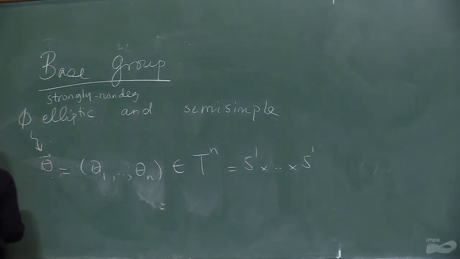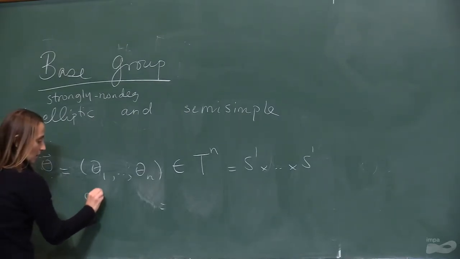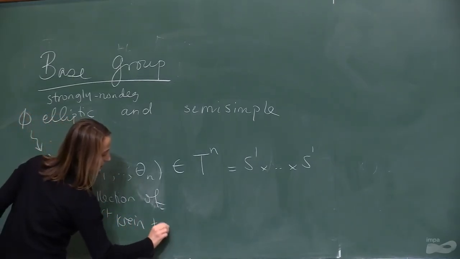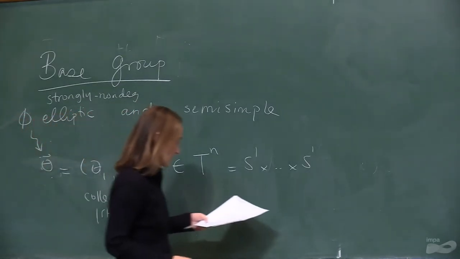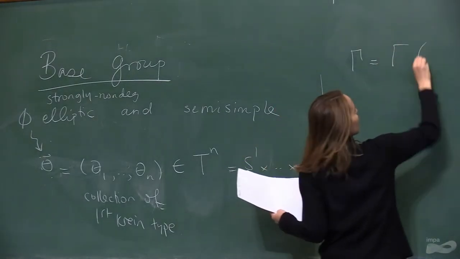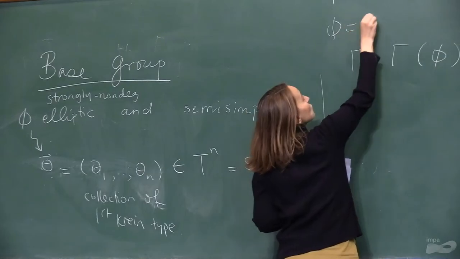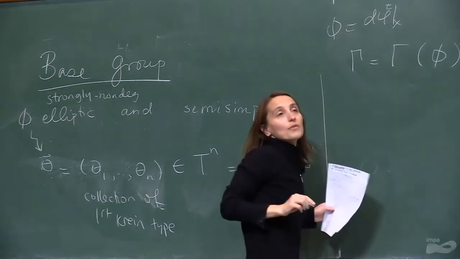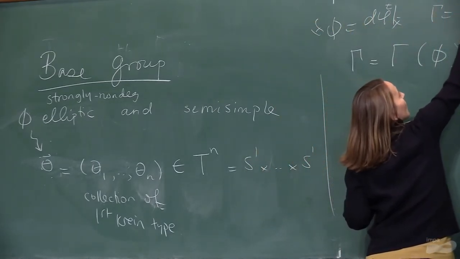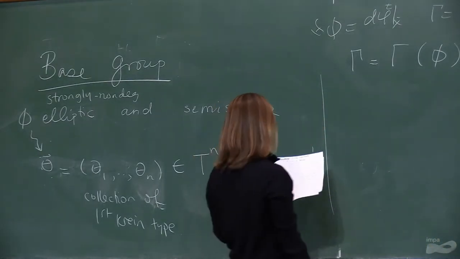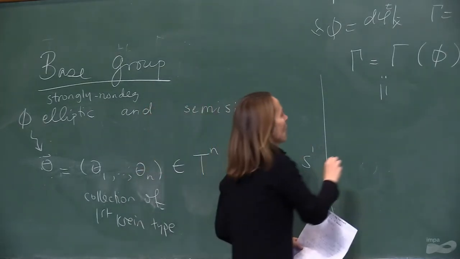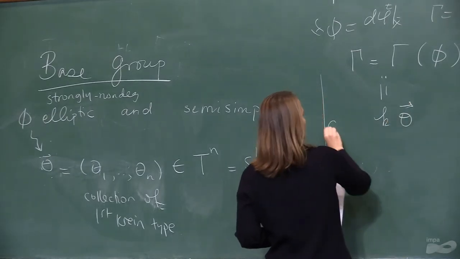Okay, so this is the collection of this kind of type. Okay, and then look at the group generated by this. I can define it just like that. When phi happens to be the linearization of my flow over a fixed point or a capped fixed point, I can also call this gamma, gamma of x for a fixed point, basically. So this is, by definition, the subgroup of the torus generated by these theta. So I look at k theta and take the closure of this.